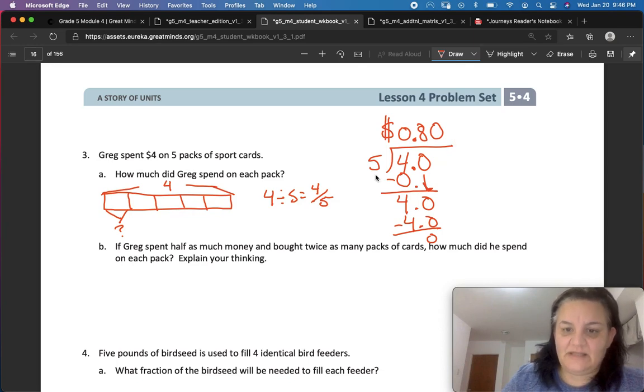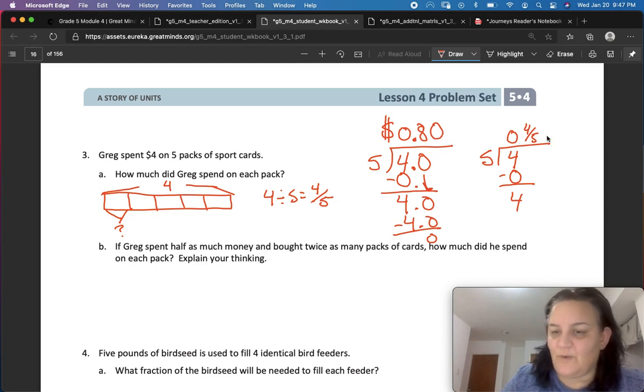Now, let's do that as a fraction. I just did it as a decimal. Let's do it as a fraction. I want to show you how it's the same answer, it's just in a fraction. 5 goes into 4 0 times. 0 times 5 is 0. Subtract, I get 4 left over, 4/5. 4/5 equals 0.8. I'm going to show you why.